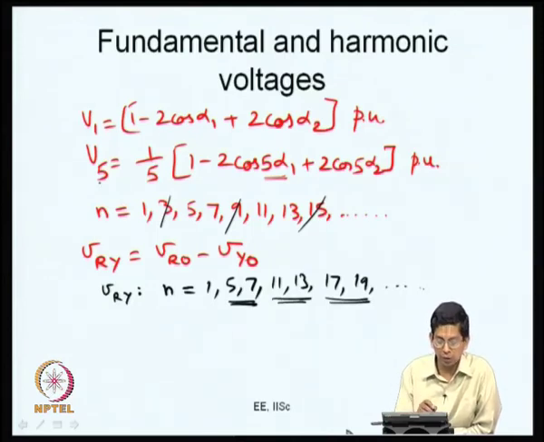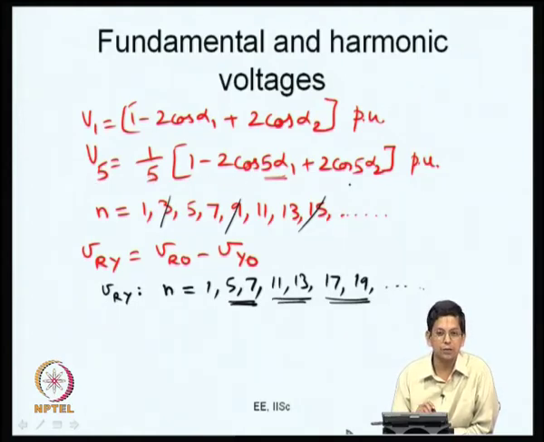So, this is why I focus on V 5, which is equal to 1 by 5 times 1 minus 2 cos 5 alpha 1 plus 2 cos 5 alpha 2. So, you can start seeing that there are two equations and we have two unknowns, and this is what has led to the famous problem of selective harmonic elimination. We will deal with selective harmonic elimination in greater detail in the coming few lectures. This is just an introduction.